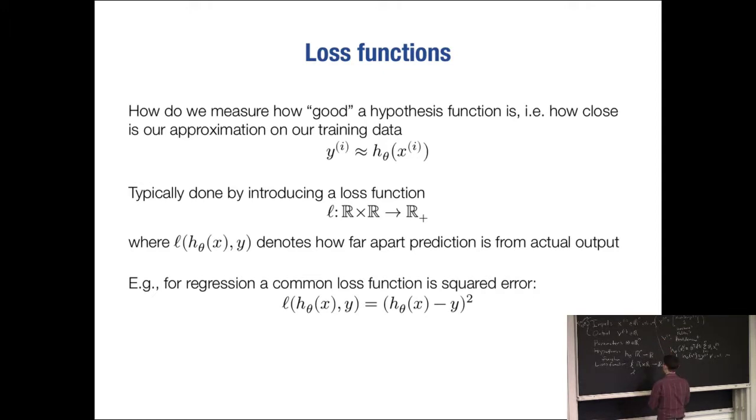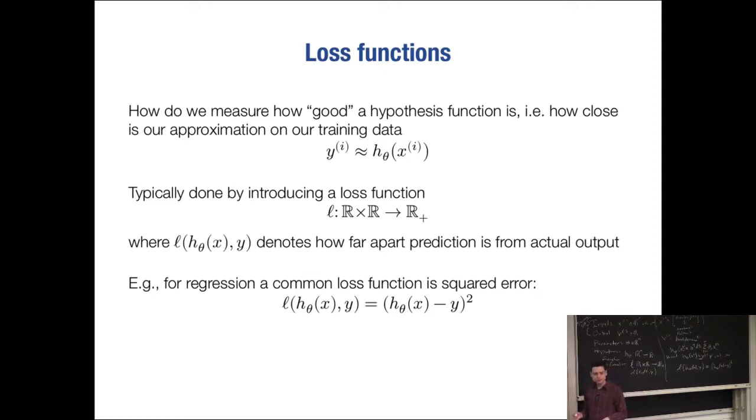I kind of want to maintain this break here. And so basically, L of h theta of x and y is a measure of how different the output of my hypothesis function is from the true output. And again, a common example in regression is the squared loss. So a loss function we could use is that the loss between h theta of x and y is just, well, take the difference and square it. That thing is small when they're close by and big when they're far apart.